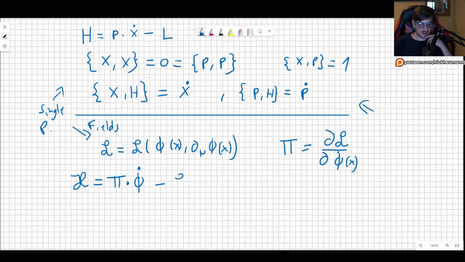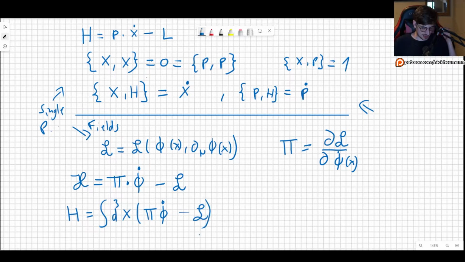And then minus the Lagrangian density. Okay, so that's how we write the Hamiltonian density. And then the Hamiltonian is simply the integral over all of space of the Hamiltonian density, right? So the integral over all of space of pi phi dot minus the Lagrangian density.